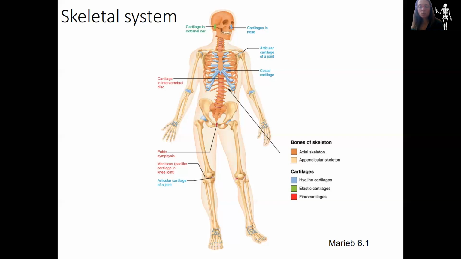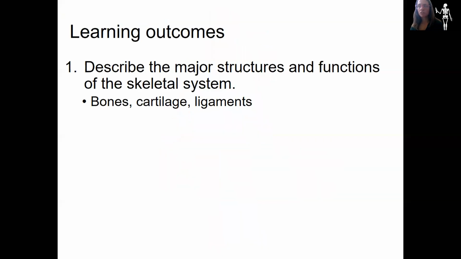So the focus will be a little bit on bones, and you'll learn more about tendons and ligaments when we talk about joints, and I'll review cartilage as well in this series of videos. So in this first video, what we've done is describe the major structures and functions of the skeletal system. These are the main structures, and we went over the functions as well.